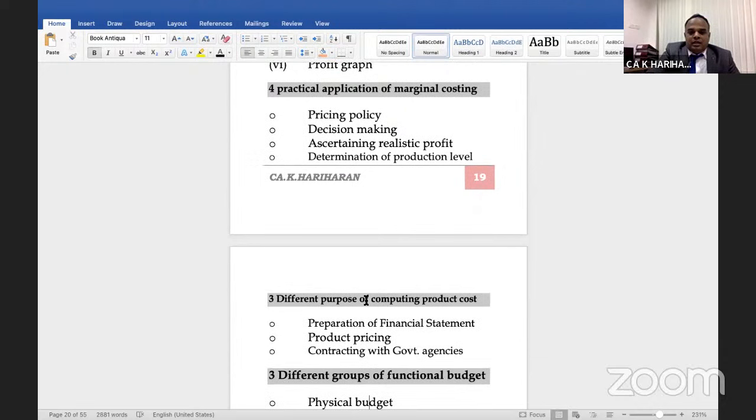Then, how will the product cost be useful? Purpose of product cost: cost per unit, product cost, preparation of financial statements, product pricing, and a contract with the government agency, where we have to decide how much cost was incurred. For these purposes, product cost will be useful.